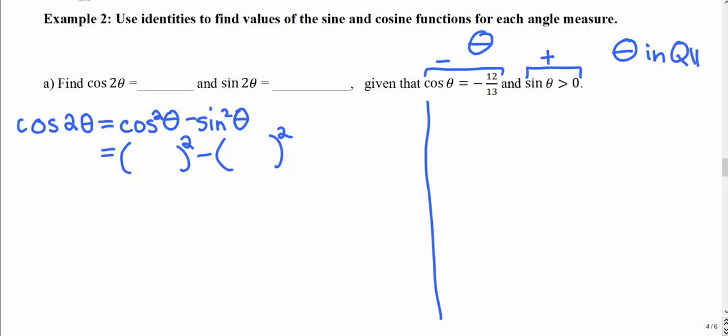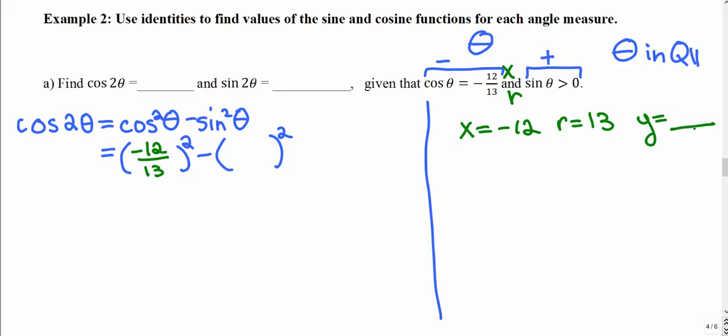We are told that cosine of theta is negative 12 over 13. So we're going to put that into the formula. What we don't know is what is sine of theta. So if cosine is negative 12 over 13, then we actually know x is negative 12 by definition of cosine, and r is a positive 13. The only thing that we don't know is what is y.